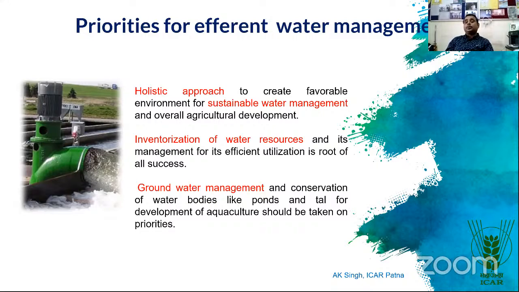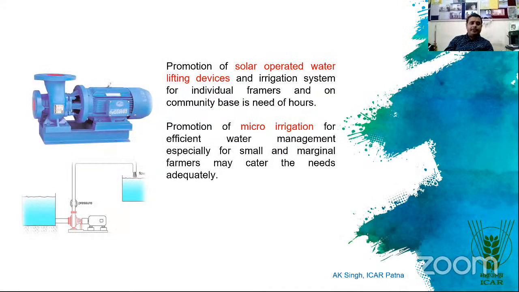And groundwater management is utmost required, especially in those areas where canal fed irrigation is not there. Only groundwater has to be used. And the promotion of solar operated lifting devices is much more important, especially for micro irrigation. Here at Patna, we have developed this very efficiently for small farmers, 1 acre farmers, 2 acre farmers, and 1 HP water pumps, 2 HP water pumps. So according to their need, for small or marginal farmers, here at Patna we have developed solar operated water lifting devices.